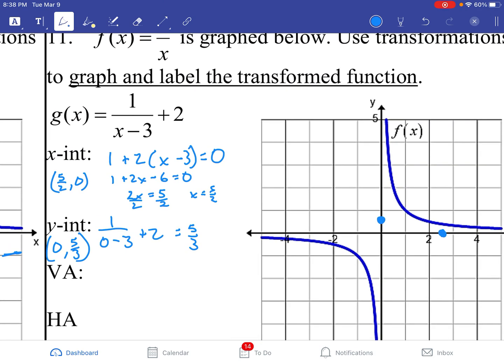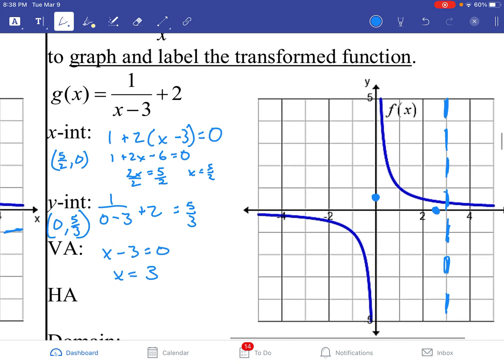Our vertical asymptote, take our denominator x minus 3 and set it equal to 0. So x equals 3. Putting in our dashed lines. Horizontal asymptote is that plus 2 at the end, y equals 2.